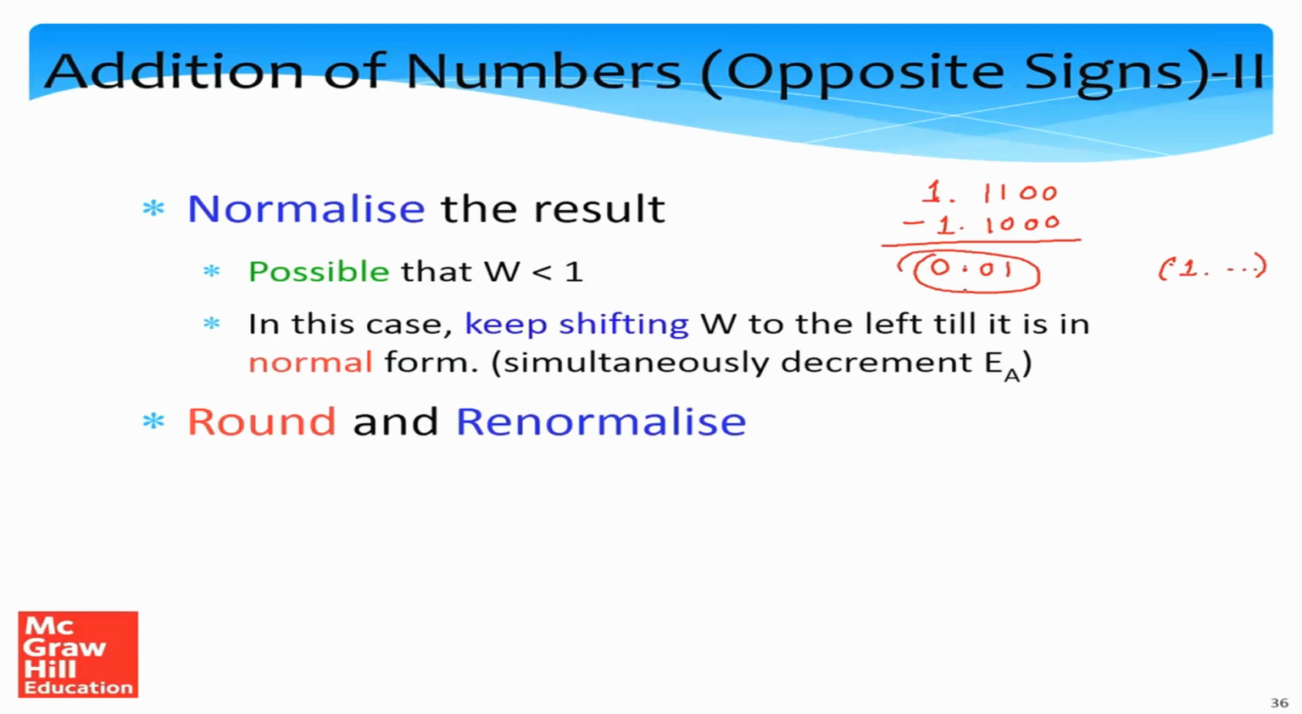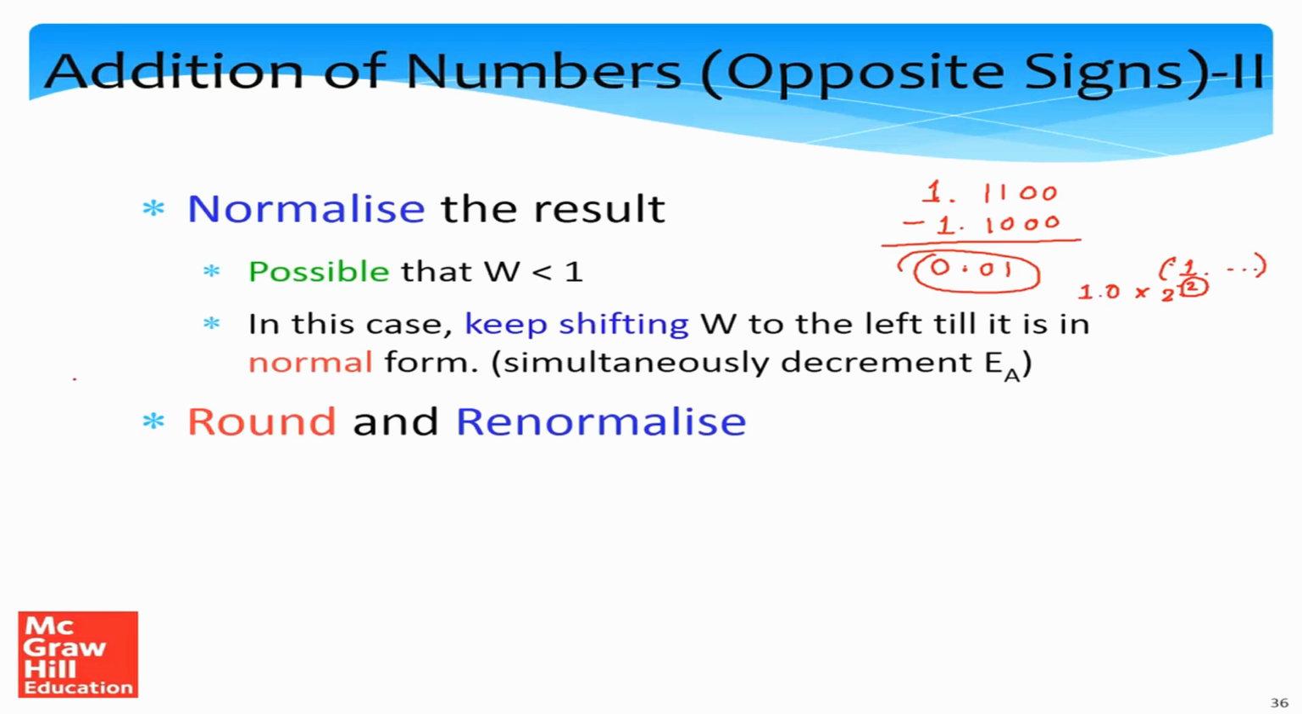So what we need to do is keep shifting W to the left till it is in the normal form, which is 1 point something. In this case, the normal form would be 1.0, however it will be 1.0 times 2 to the power minus 2. So we have to keep left shifting W till it is in the normal form, and simultaneously we need to decrement the exponent EA till we reach the normal form. In this case, we'll have to decrement the exponent EA by 2.